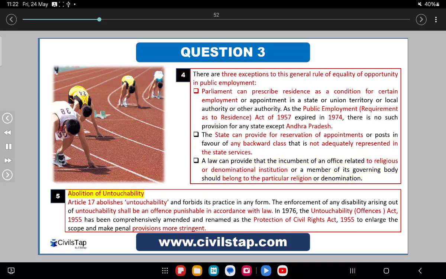4. Abolition of untouchability. Article 17 abolishes untouchability and forbids its practice in any form. The enforcement of any disability arising out of untouchability shall be an offence punishable in accordance with law. In 1976, the Untouchability Offences Act, 1955 was comprehensively amended and renamed as the Protection of Civil Rights Act, 1955 to enlarge the scope and make penal provisions more stringent.